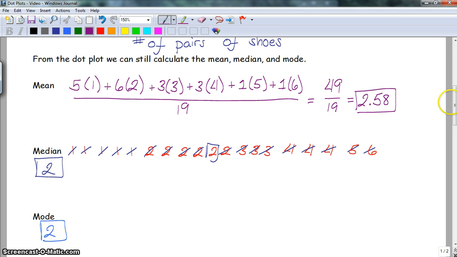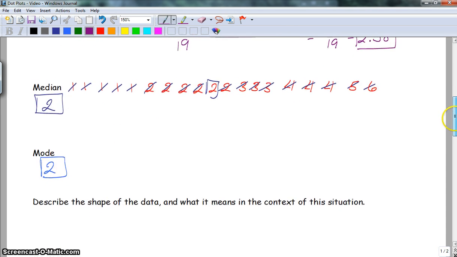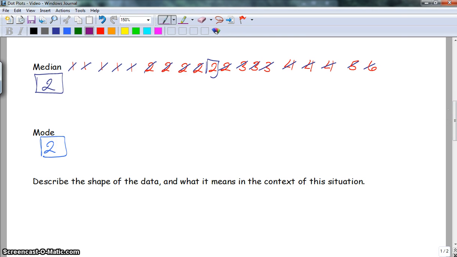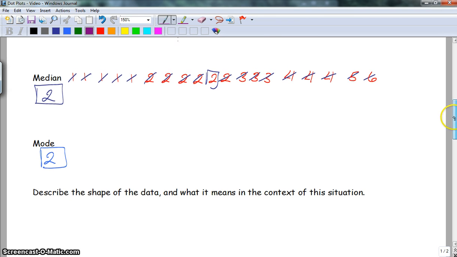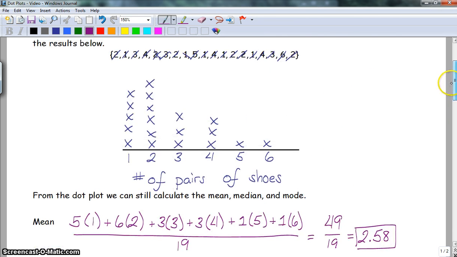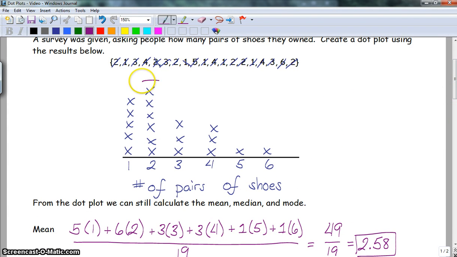The last question we can ask you about this is to describe the shape of the data and what it means in the context of the situation. Whenever I ask you to describe the shape of the data, I'm asking, is it skewed left or is it skewed right? So in this case, when I look at the data, it's skewed to the right, which means the data extends to the right. Most of the data is clustered around the 1, 2, and 3, and then it extends right.